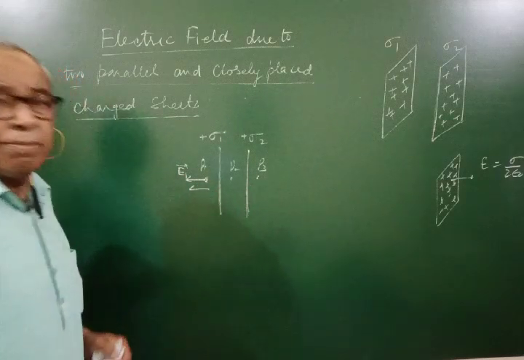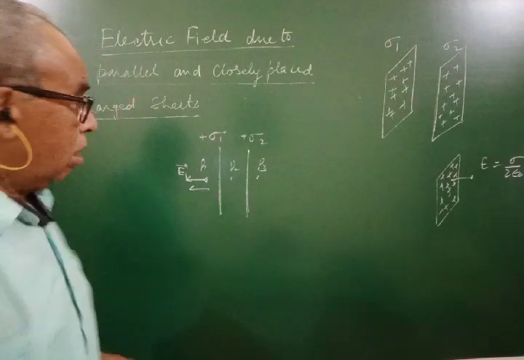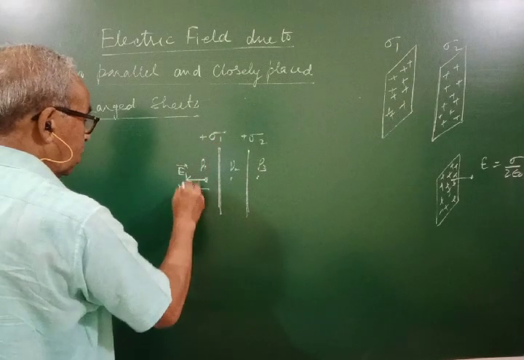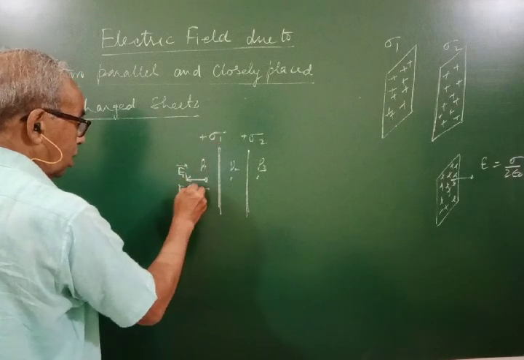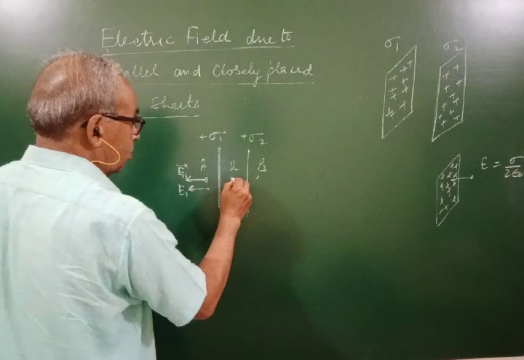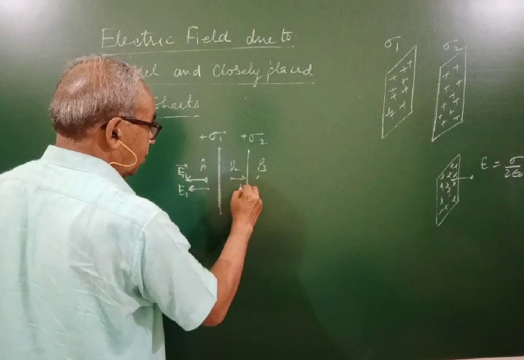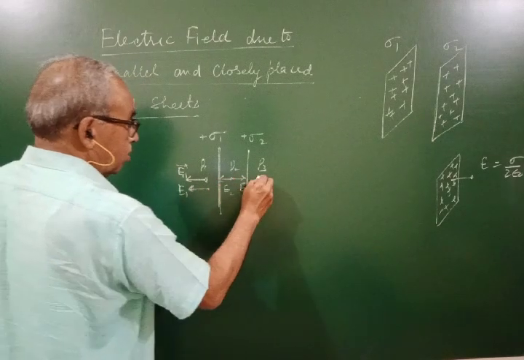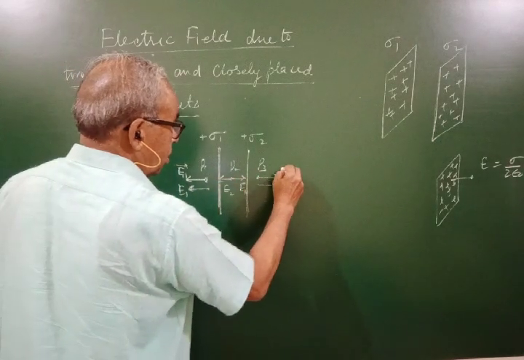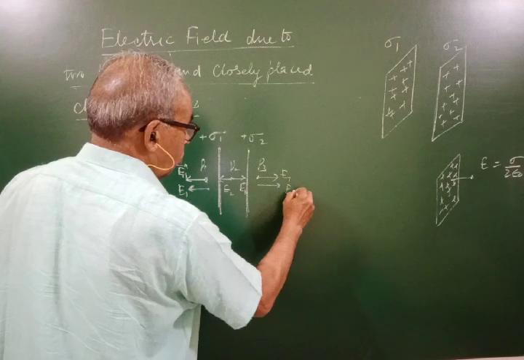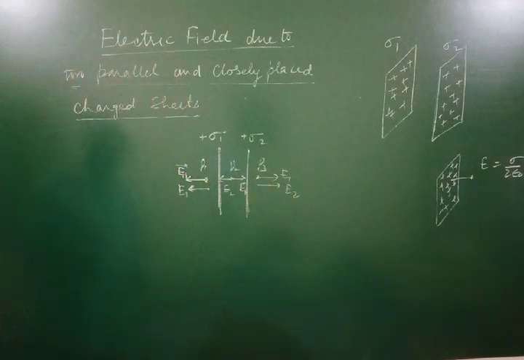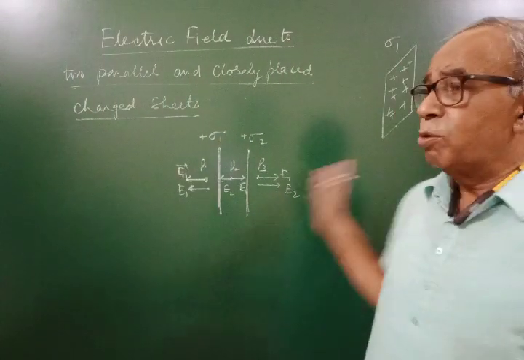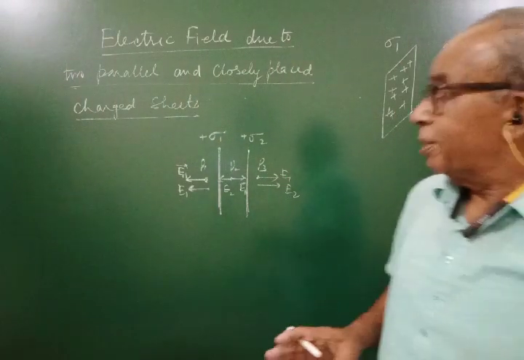The distance between them is not very large compared to their size. So these two fields here are from right to left. Here sigma 1 will produce field this way, E1, and it is E2. Here both fields, E1 and E2, are in the same direction. Now the fields here have two directions, one left to right, one right to left.